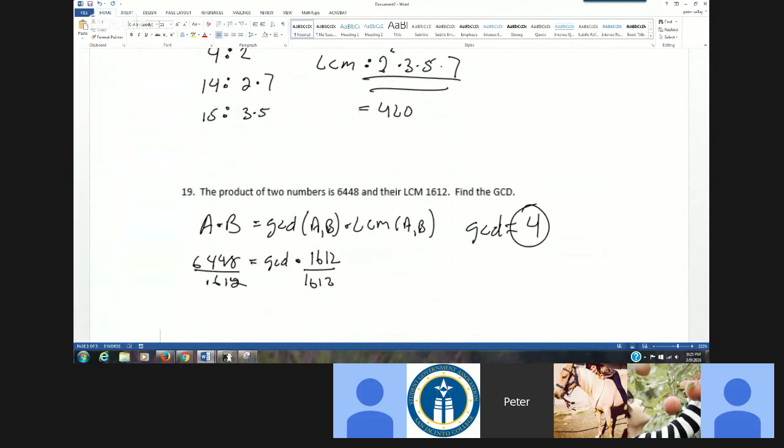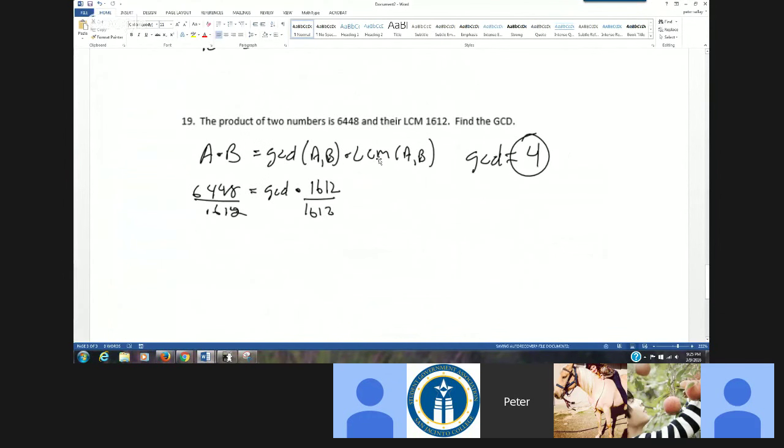Okay, so in number 19, this formula right here is that if given any two numbers, the product of the two numbers and the product of their GCD and LCM are equivalent. So in this case, I tell you the product of the two numbers is 6,448. I give you an LCM and I want you to find the GCD. That is a very specific formula, and that is the only way you'll be able to answer this type of question, by knowing that relationship between the GCD and the LCM. But on the good note, you now know to expect this, so just memorize the formula and you'll do just fine.